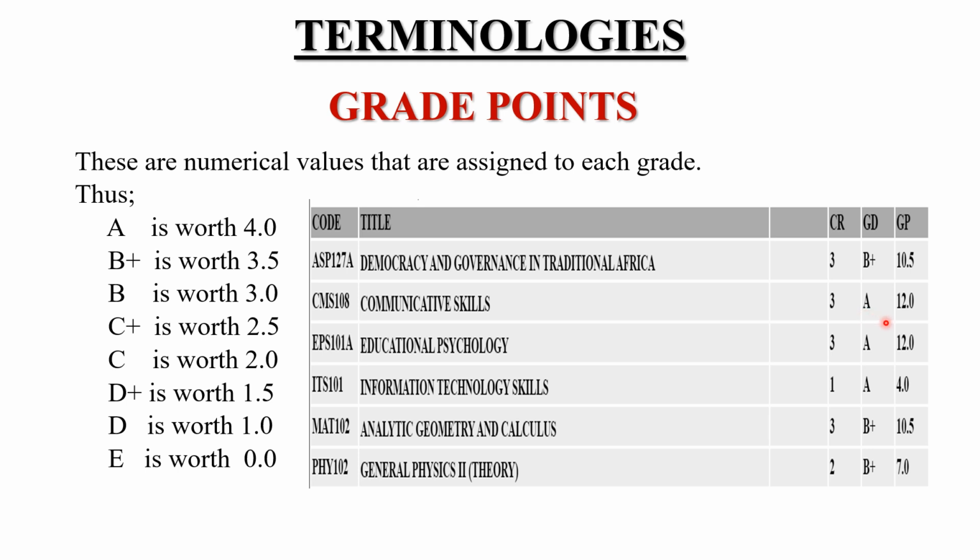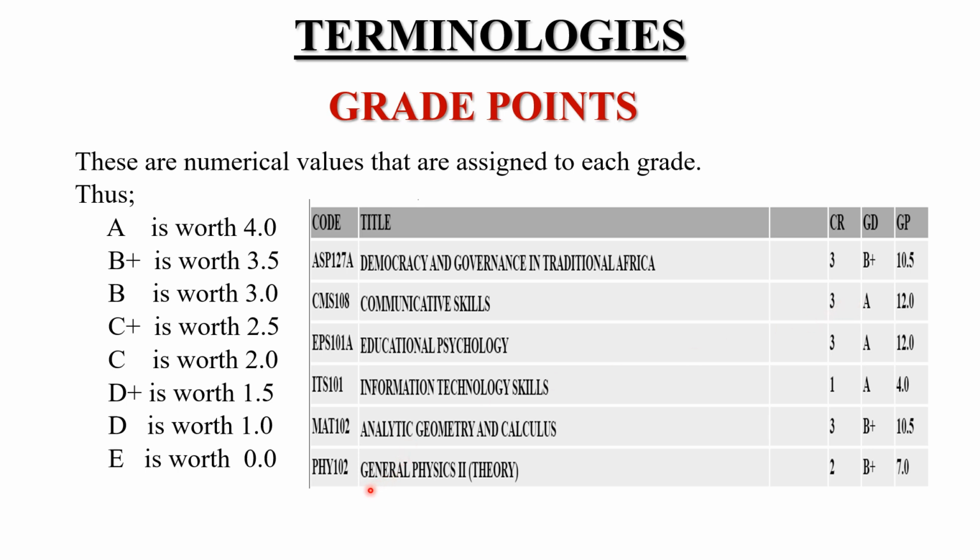And so to know the grade point for communicative skills, we are going to multiply the credits by the numerical value associated with A, and then we get the grade point. We know the numerical value associated to A is 4.0 based on the 4.0 GPA criteria. And so 3 times 4 will give us 12.0, and that is the grade point for communicative skills. And so we can find the grade point for all the respective courses we see here.